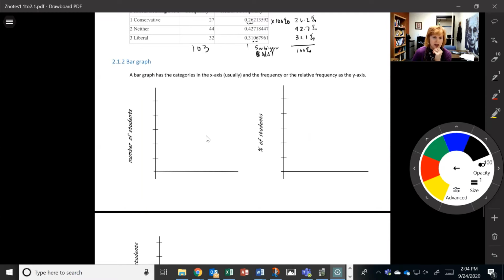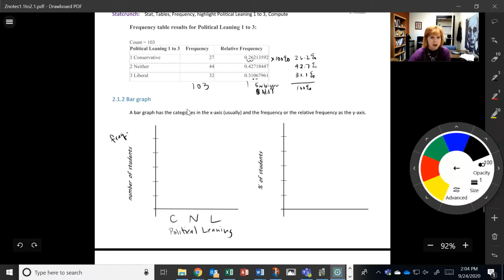With a bar graph, the categories go down here. So I'm going to have conservative, neither, and liberal. So here are my categories. This is my variable. My variable is political leaning. And over here, I'm going to put my count, or the number of students. This is going to be frequency. So my frequency, I've got 27, 44, and 32.